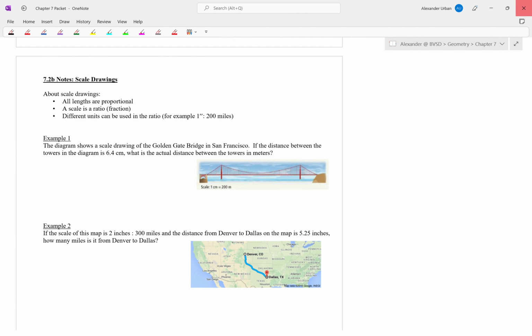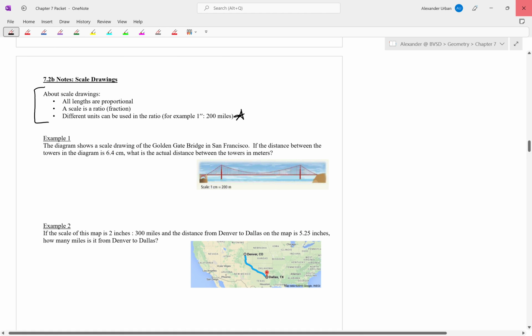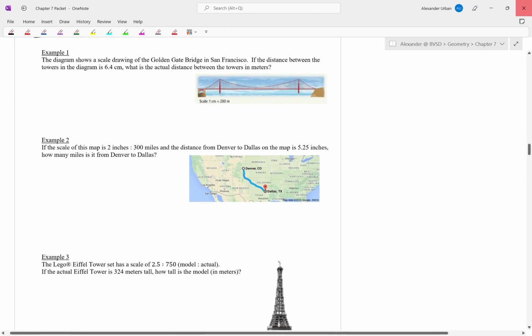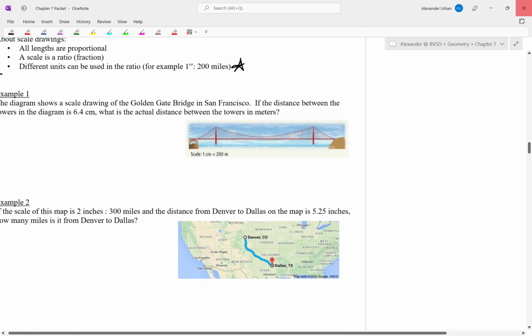So here's a little about scale drawings. All lengths are going to be proportional. A scale is a ratio or a fraction. But here's the big one: different units can be used in the ratio. For example, 1 inch to 200 miles. And you're going to see examples. We have 3 of them here today, and we're going to take our time going through each one of these examples.